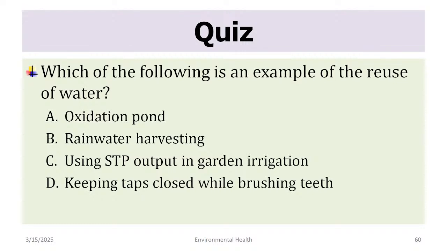Last quiz. अब बता दोगे, easy है ये, quickly. A, B, अच्छा C, B. We talked about it, right? दिखाए भी था ना, rain water harvesting is an example of reuse.